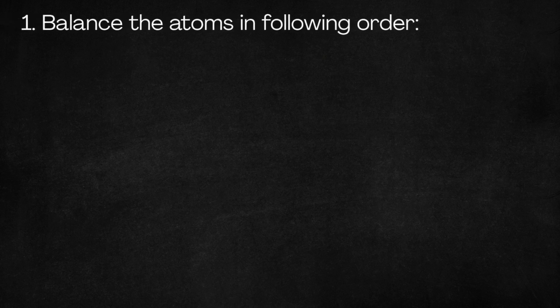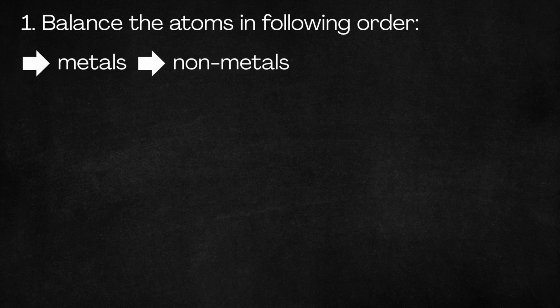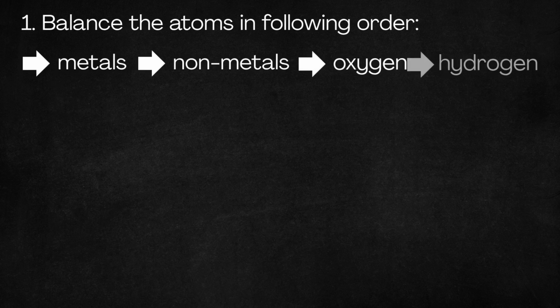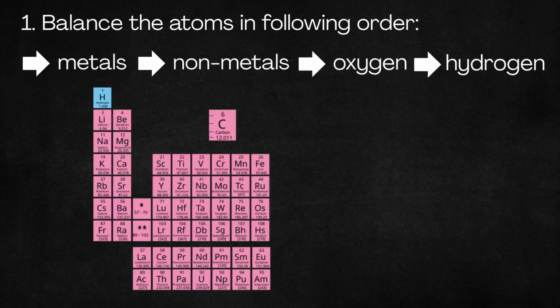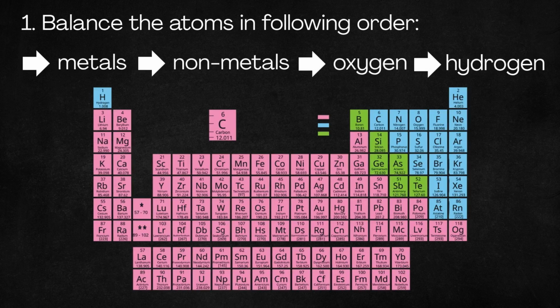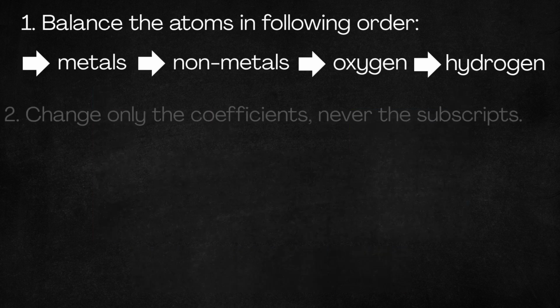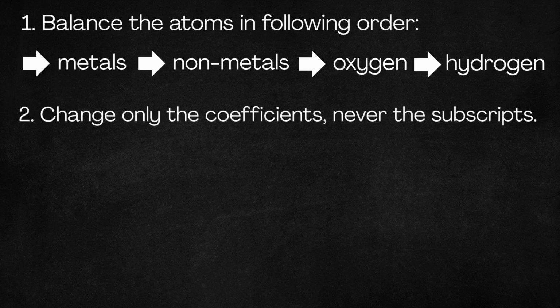Rule number 1, we must balance equations in the following order: metals first, then nonmetals, oxygen, and hydrogen. You can use this periodic table to identify whether certain atoms are metals or not. Rule number 2, change the coefficients only, not the subscripts.